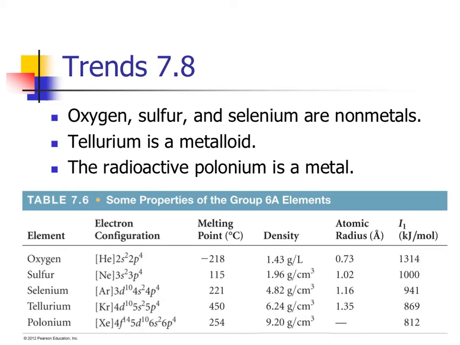Oxygen, sulfur, selenium are considered nonmetals. Tellurium is a metalloid, and polonium is the metal. So their likelihood of looking like a metal increases as you go down the periodic table.